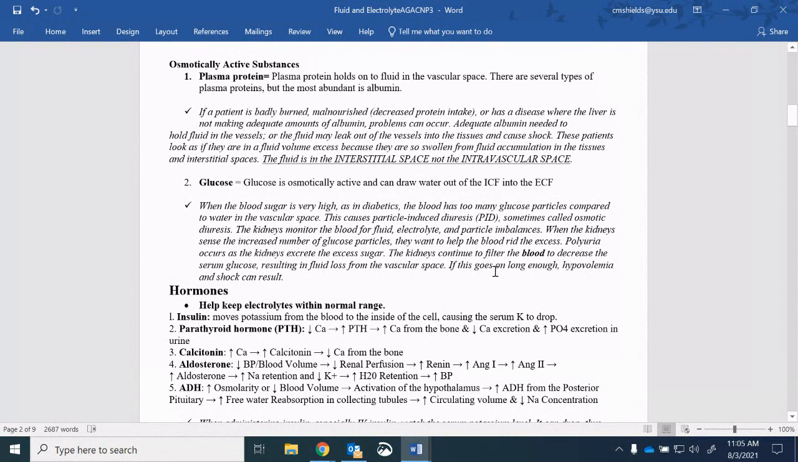The kidneys continue to filter the blood to decrease the serum glucose, resulting in fluid loss from the vascular space. That's why these people are thirsty, peeing, thirsty, peeing. If this goes on long enough, hypovolemia and shock can result. And we know that these patients with DKA and HHNC come in and they're severely dehydrated.